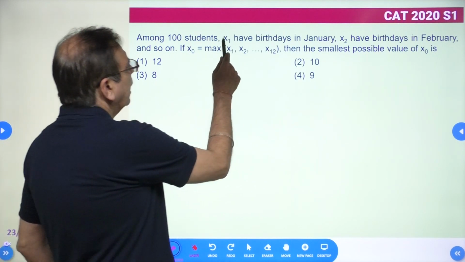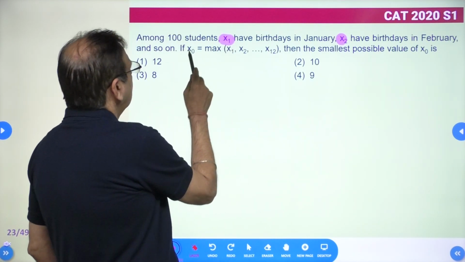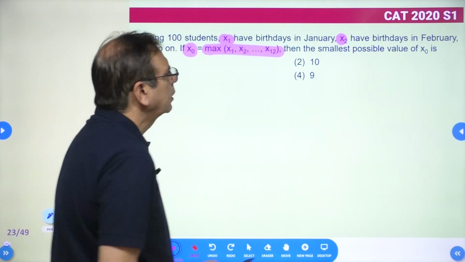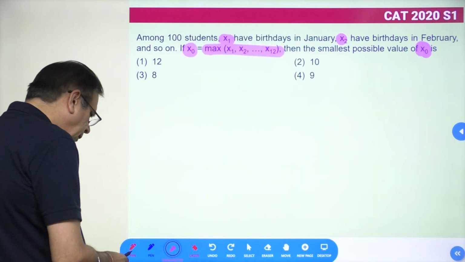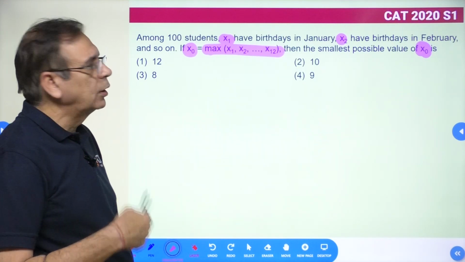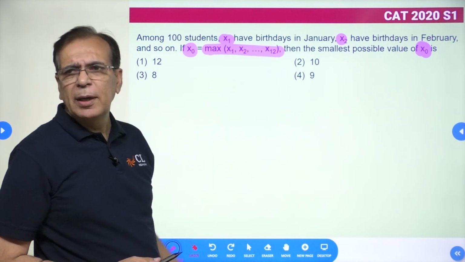Among 100 students, X1 have birthdays in January, X2 have birthdays in February, and so on. If X0 is the maximum of all these X's, then what is the smallest possible value of X0? Okay. Now, if I want the maximum of all these and we want the smallest, the minimum value of this, what will you do? Make all of them equal.